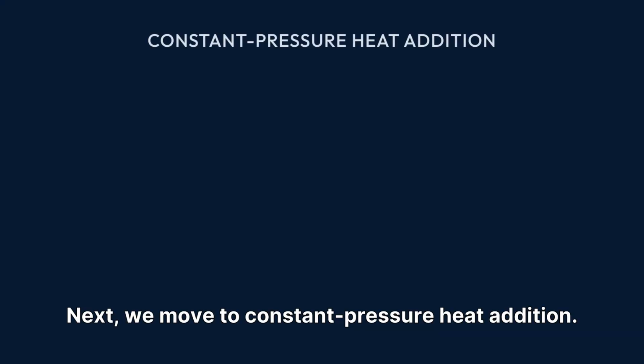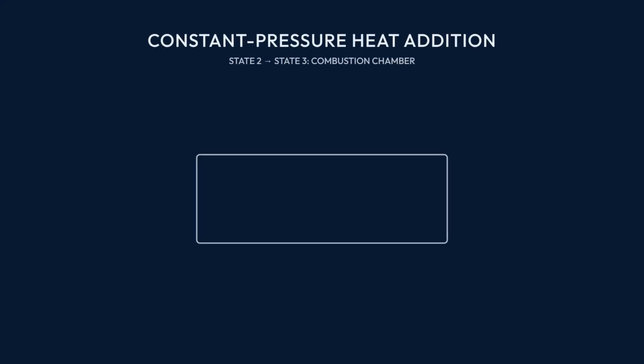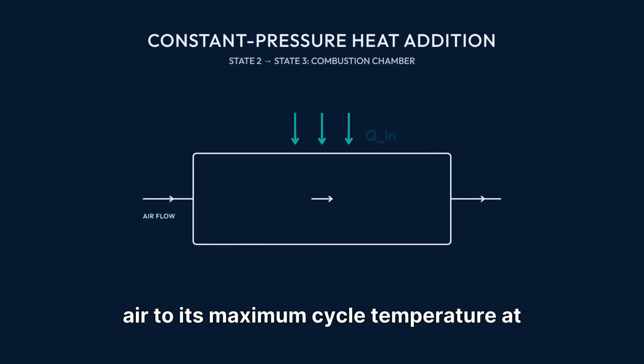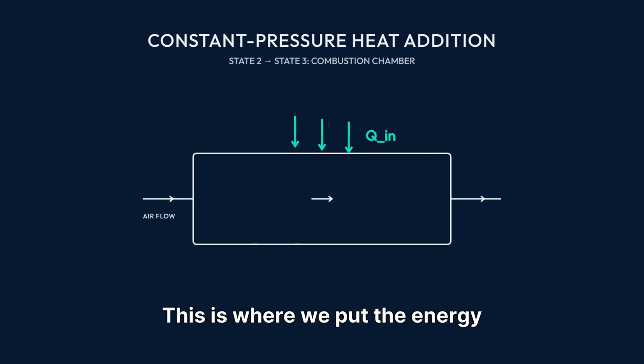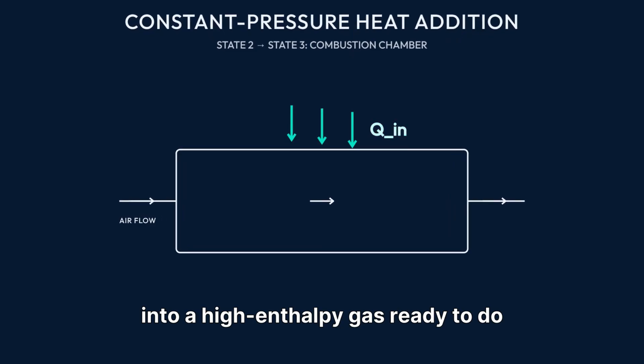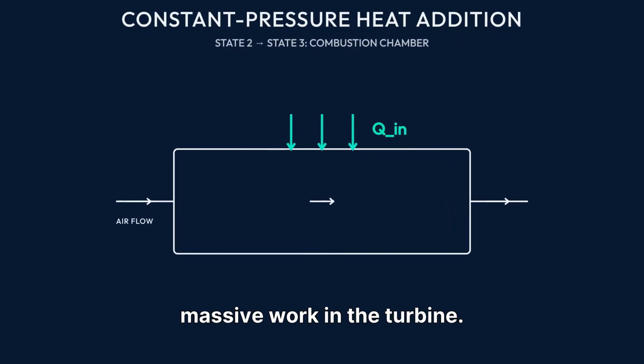Next, we move to constant pressure heat addition. In our ideal model, this is the heat exchanger phase, where we raise the air to its maximum cycle temperature at state 3. This is where we put the energy into the system, transforming cool air into a high enthalpy gas ready to do massive work in the turbine.